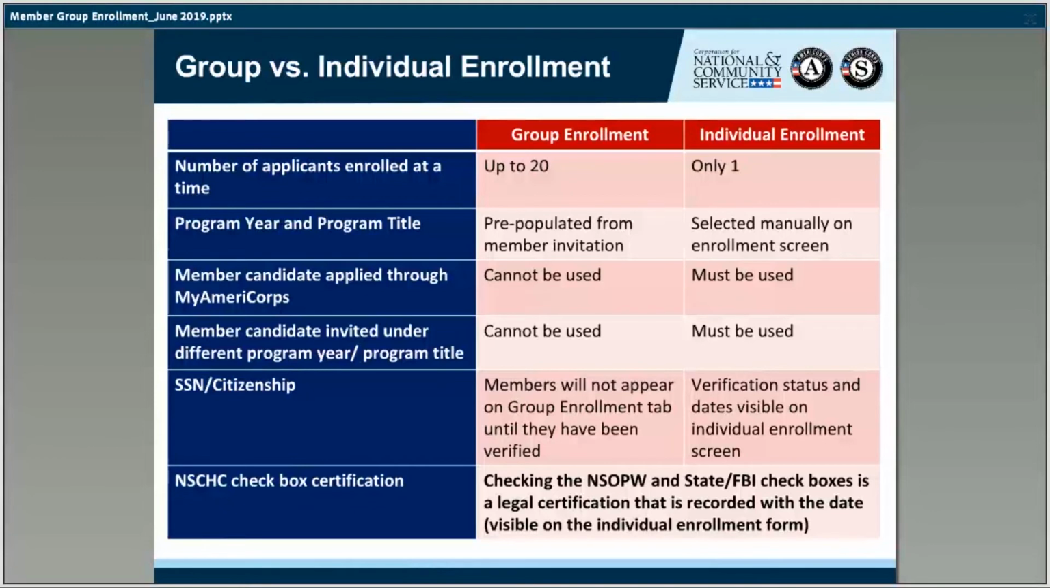Regarding National Service Criminal History Checks, or NSCHCs, the rules are the same for both group enrollment and individual enrollment. Program staff must certify that the NSOPW check has been completed and that state and FBI checks have been initiated on or before the member's start date. Checking the NSOPW box and the state and FBI box is the legal certification by the program that these actions have been completed, and the certification is recorded along with the date in the AmeriCorps portal. You will not be able to see the date of certification on the group enrollment screen, but you can see it on the member's individual enrollment form.